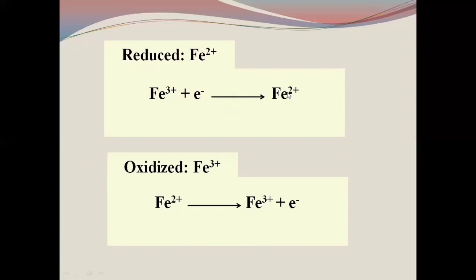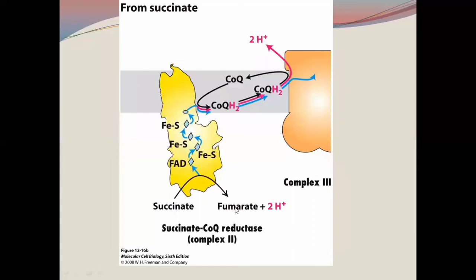When it transfers its electrons to cytochrome B, then what will happen? After the removal of the electrons, when it gives the electrons away, it will again become oxidized, and the oxidized form of the iron is Fe3 plus, right? So this is the overall reaction for complex 2. Complex 2 is also known as succinate coenzyme Q reductase, right?